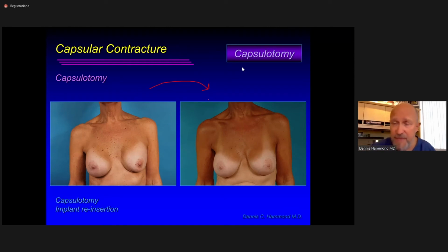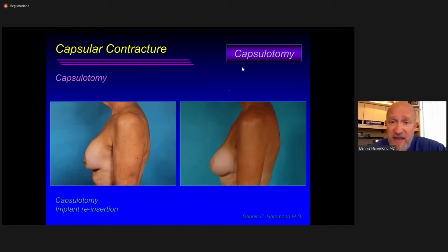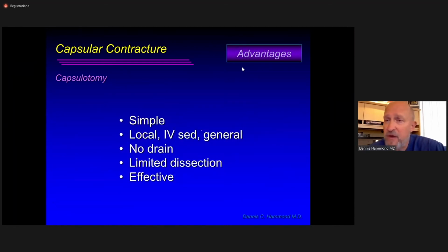Every cut, every capsulotomy causes that capsule to expand, and we're expanding the surface area of the pocket. In a very simple way, you can go from here to here, just with a capsulotomy, and again restore that same relationship between the implant and the capsule. This is really an attractive option. It's simple, doesn't require a drain necessarily, and it can be quite effective.